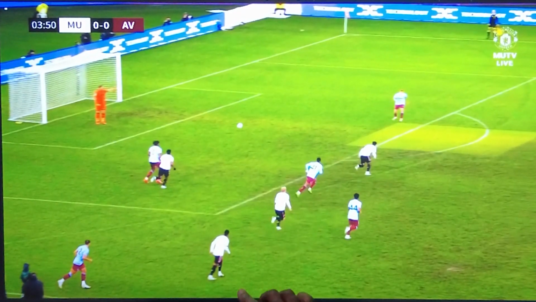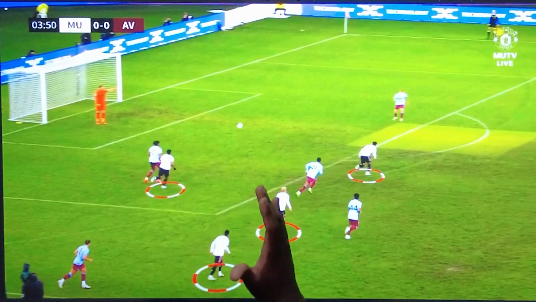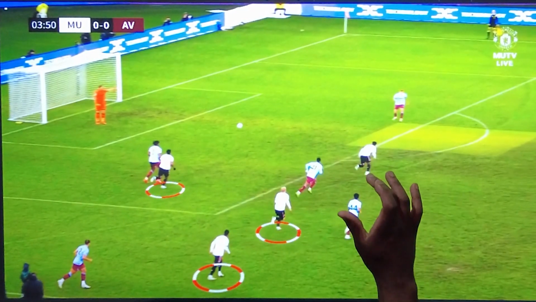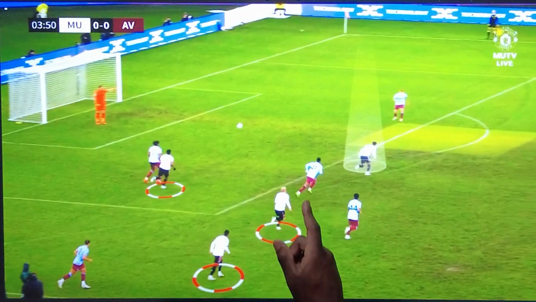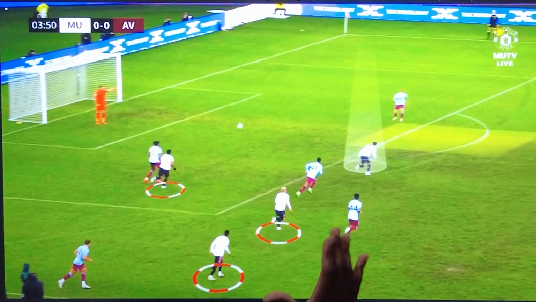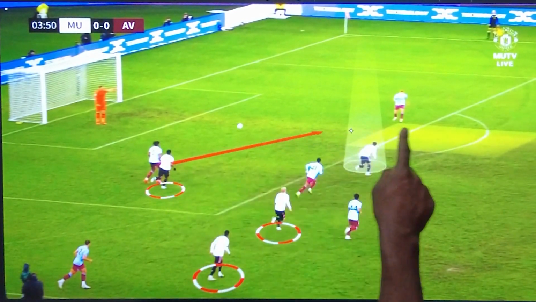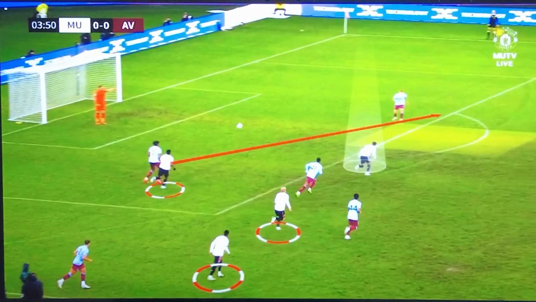So in this situation, United were pressing and committed plenty of numbers to one side of the pitch. This includes Sancho, who had to come from out to in order to cover the extra midfielder that Villa had. Now they're able to break the press and can find Digne in acres of space.